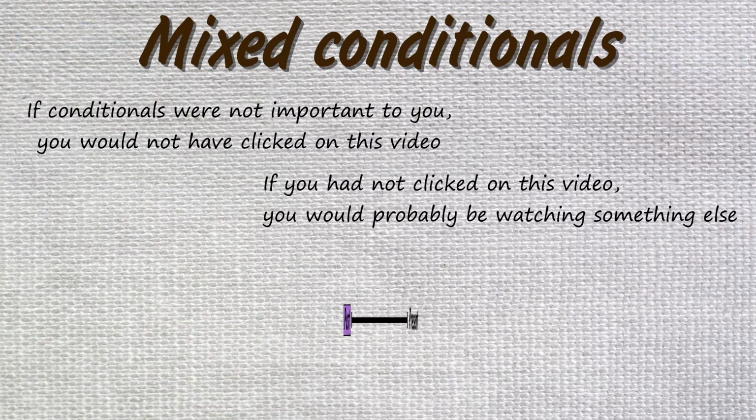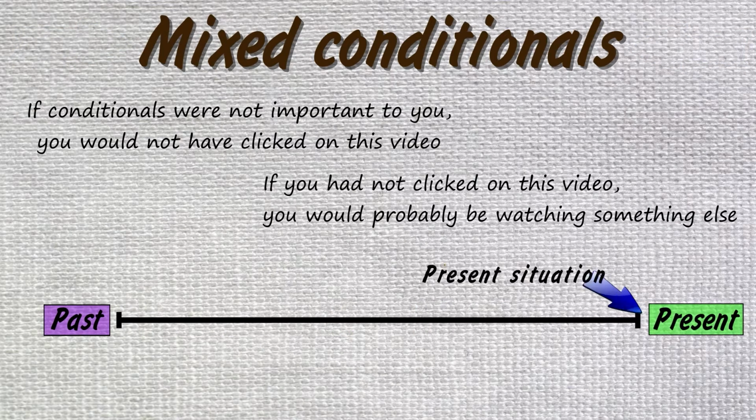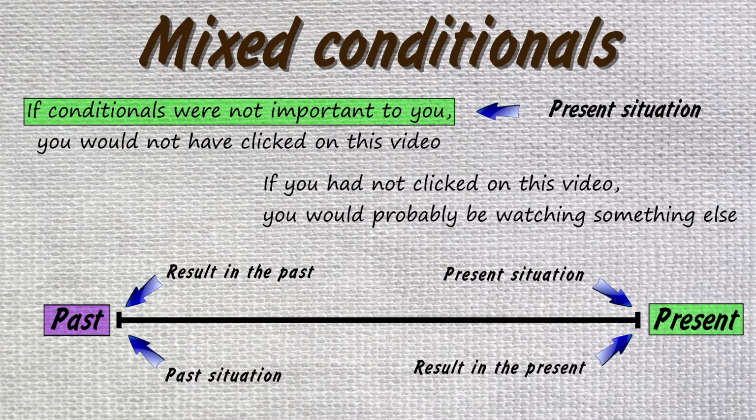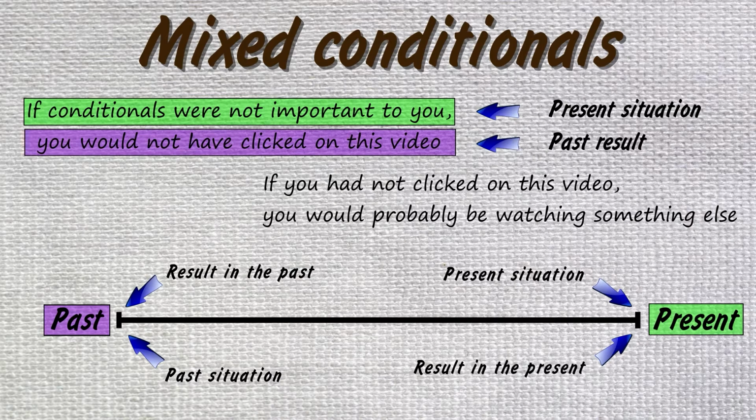We use the mixed conditionals when we imagine a present situation with a result in the past, or a past situation with a result in the present. In this first example, we have a situation in the present, which is the conditionals are important to you. And we have a result in the past: clicked on this video. This is an example of a present situation affecting a past result.